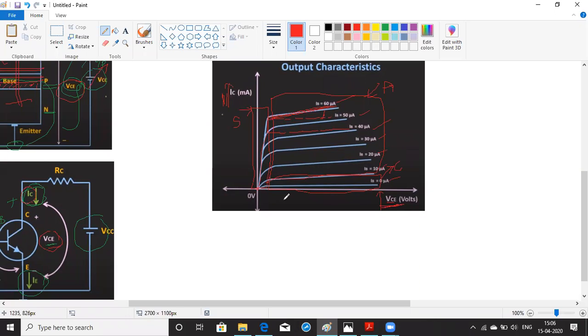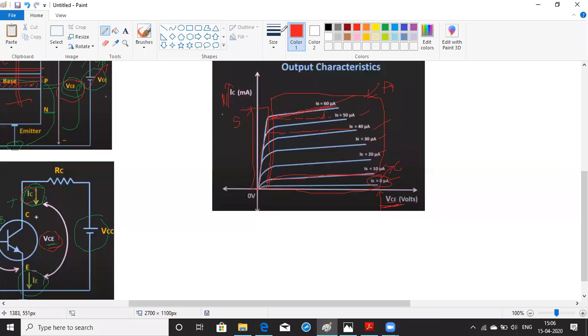We are going to call this the saturation region. In the cutoff region, it is not increasing. You can see here, when the IB is exactly 0, the IC is also constant because there is no IB. If there is no IB, then IE is equal to IC, right? So this is the cutoff, active and saturation regions in the output characteristics.